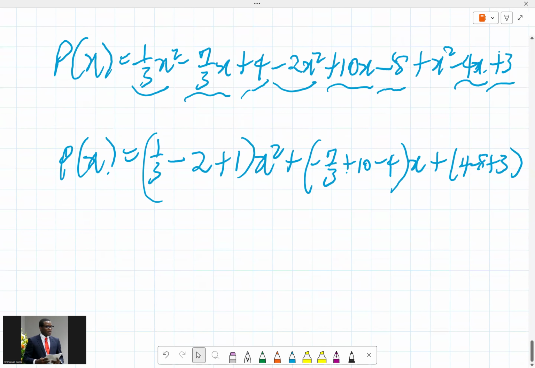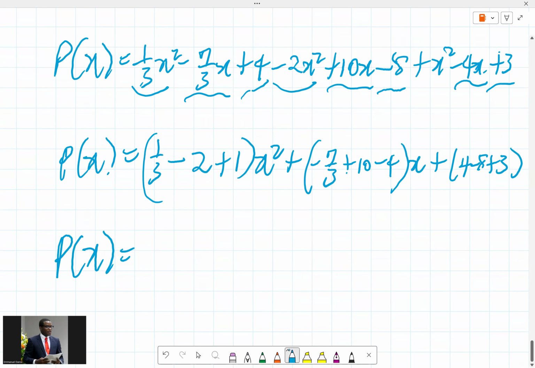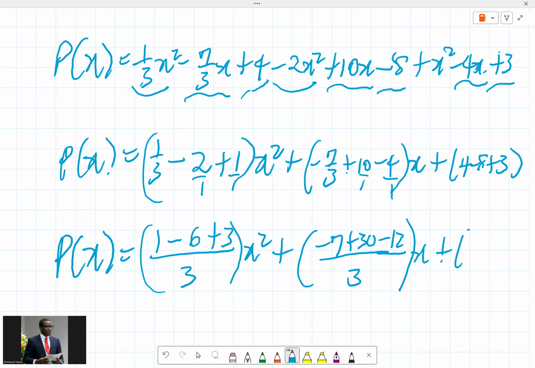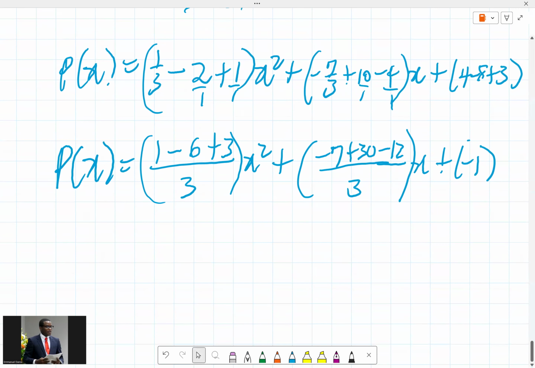Okay, so P of x now is equal to, let's say 2 over 1, like this. So LCM is 3. So 3 in 3, 1. So we have 1 minus 1 in 3, 3 times 2, 6, plus 3. All of that into x squared. Then plus LCM here is 3 again. So we have minus 7 plus 30, then minus 12, I believe. Yeah. So all of that into x plus 4 minus 8, minus 4 plus 3. That's minus 1. So that goes.